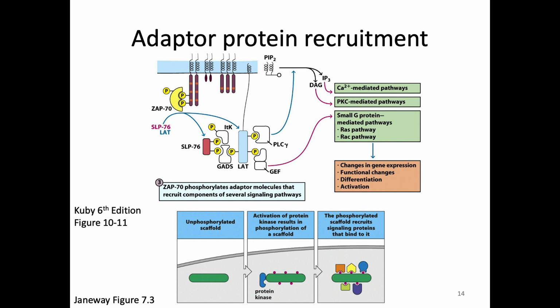LAT stands for linker in activated T cells. Linker is basically another word for adapter. I don't remember what SLP76 stands for. It doesn't matter. So both of these proteins are adapters. They have no function of their own, but they get phosphorylated, and they just provide so many binding sites for other things to bind so that we can get different branches of our signal to go forward.